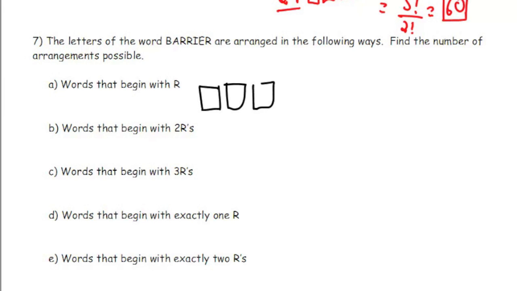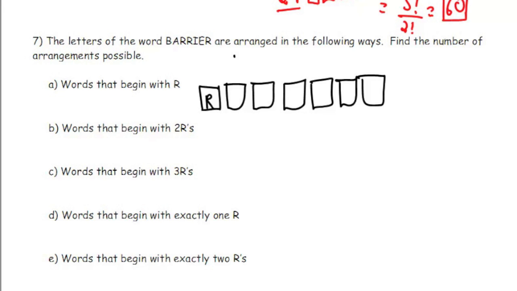So, question 7 says, the letters of the word barrier are arranged in the following ways. Find the number of arrangements possible. The simple and most effective way of dealing with this is draw yourself your boxes showing the 7 possible locations of letters in the word barrier.